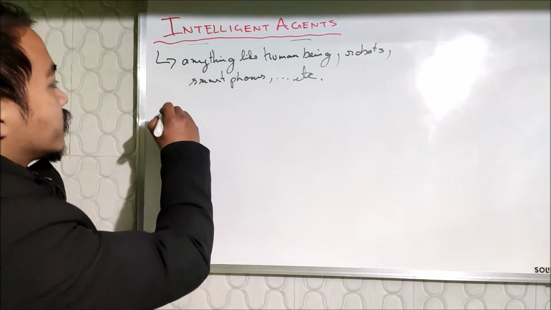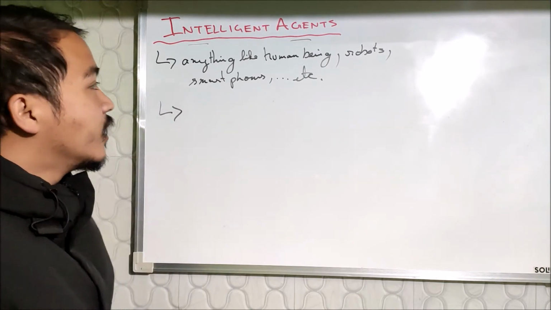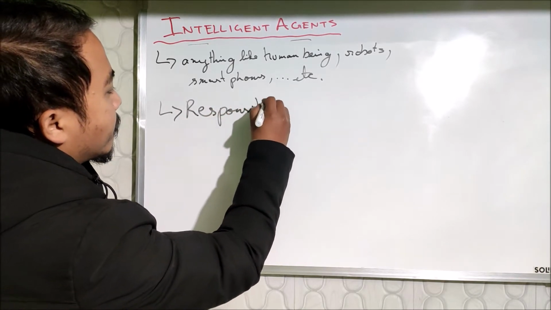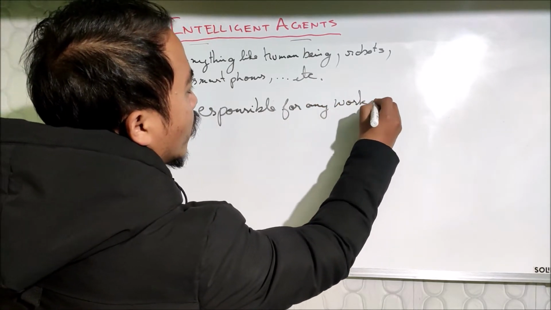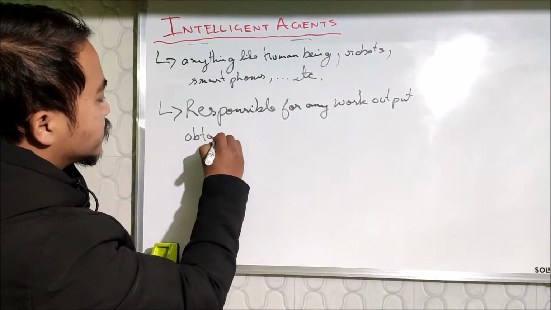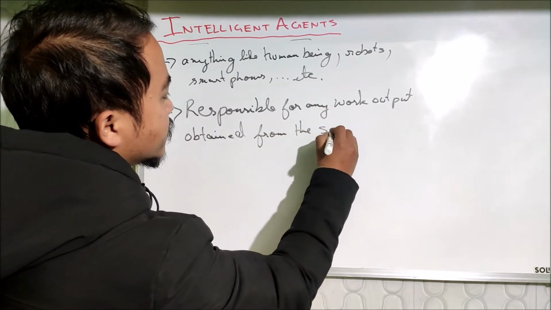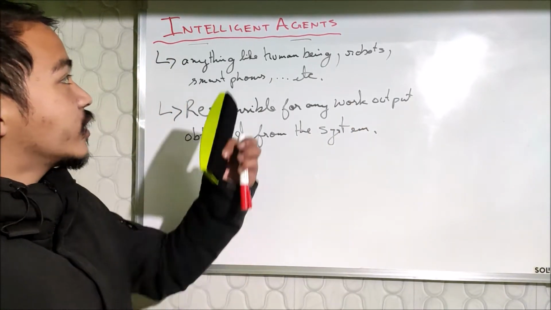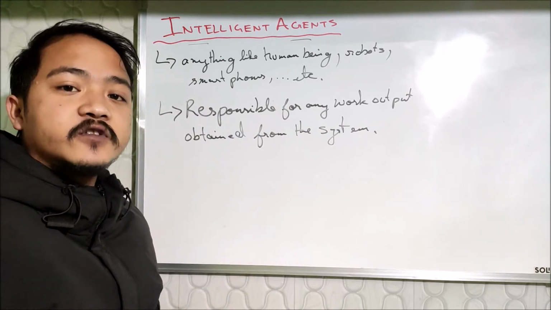Now let's see what this agent is responsible for. Agents are responsible for any work output obtained from the system. Okay, this is what the agents are responsible for. Agents are responsible for any work output obtained from the system.